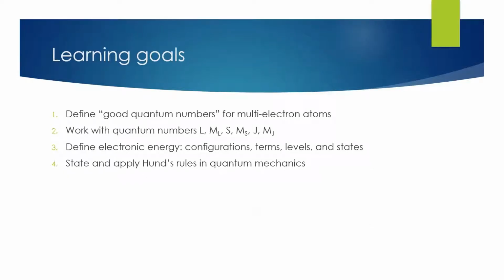So the learning goals for this section are going to be to define good quantum numbers, and we'll go over what we mean by good quantum numbers in the next couple slides. And then we'll work with some of these good quantum numbers. And so those are going to be for us mostly capital L, capital S, and M sub L and M sub S. And then at the end, we'll mention capital J and M sub J, which are the good quantum numbers for large atoms.